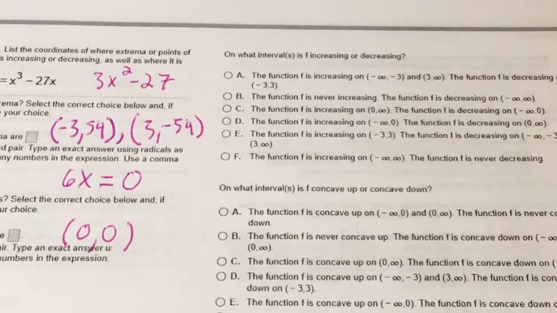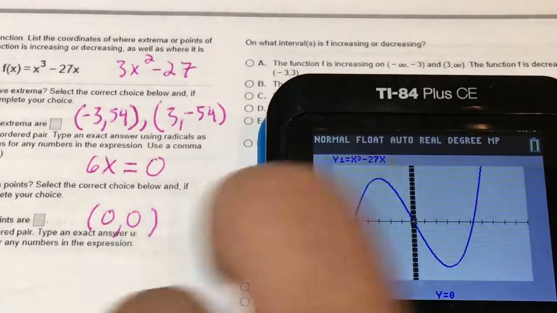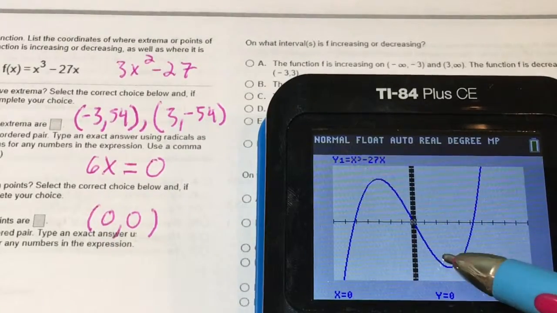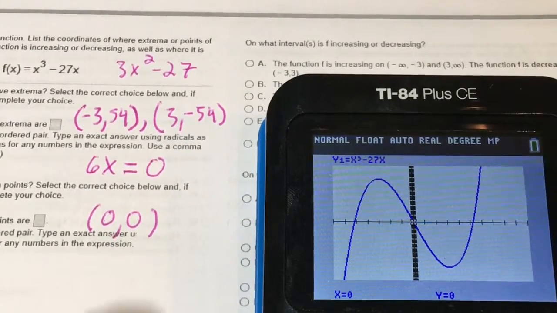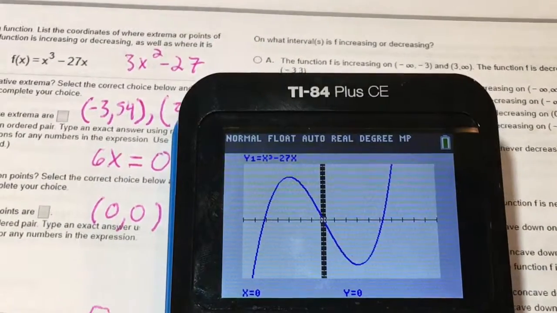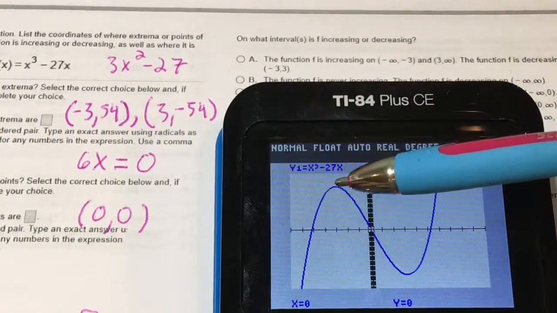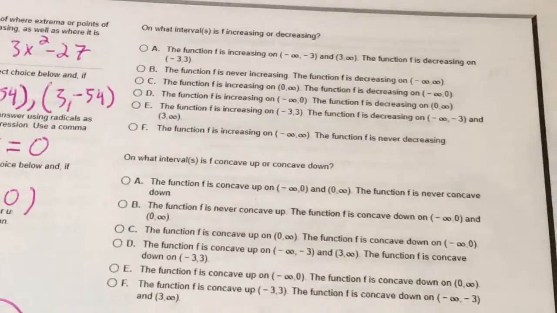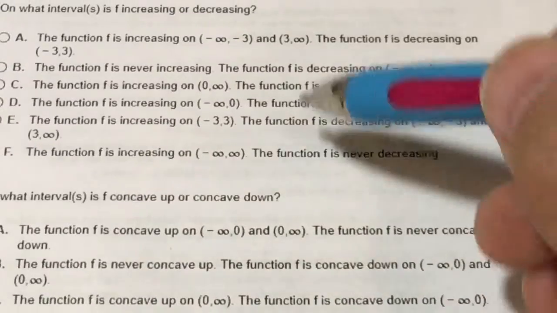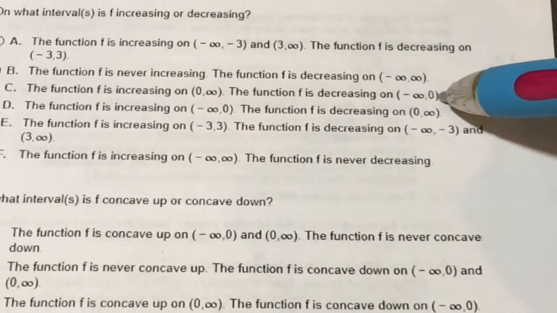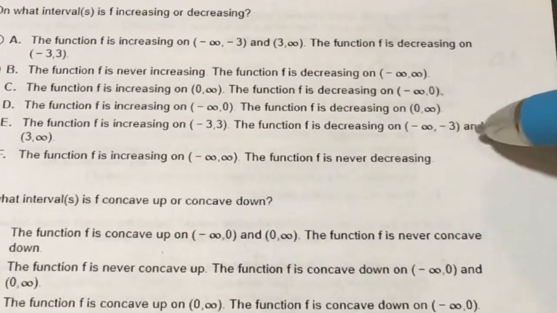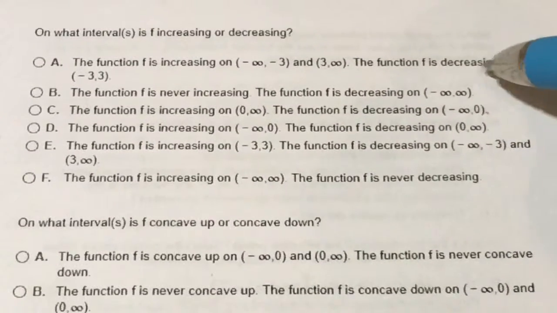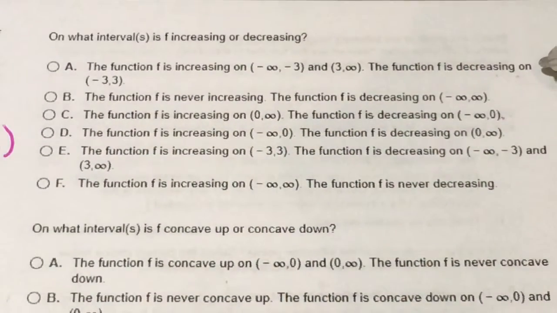Now we discuss interval increasing, interval decreasing. It's increasing from -infinity up until -3. It's also increasing from 3 to infinity. I like to look more specifically where it's decreasing. Notice it's decreasing from -3 to 3. It's going downhill from -3 to 3, and that's the only spot. So I'm going to look for that in my answer choices. Notice where it says decreasing everywhere, decreasing up until 0, decreasing on the right side, and here it is. It's decreasing on -3 to 3. It's actually choice A.